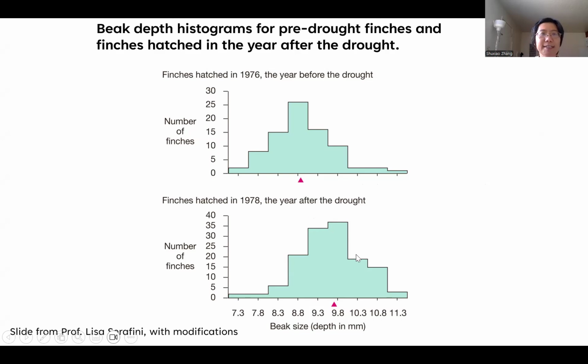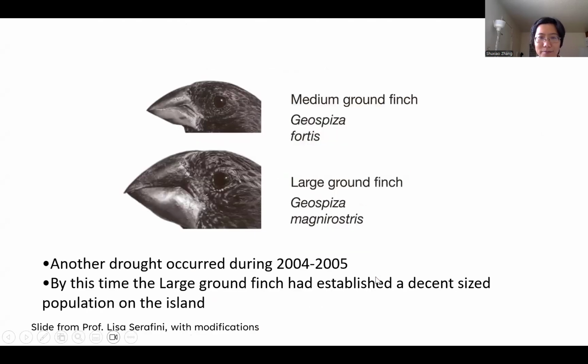the drought, suggesting a change corresponding to the type of food source that is available. In this case, I believe what happened was that due to the drought, there is more availability of a certain type of seeds compared to before because the other plants have died. And to eat these seeds, you need bigger and stronger beaks. So you can see there is an increase in bigger beaks. And here's what that looks like.